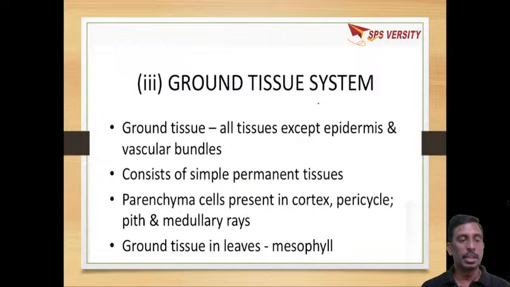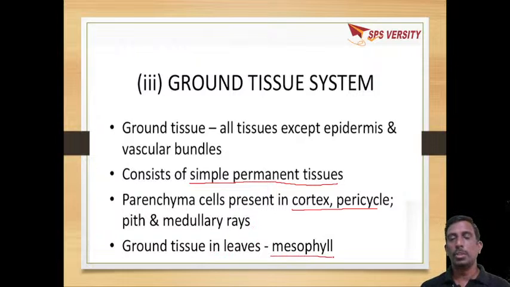अभी पढ़ेंगे ग्राउंड टिश्यू सिस्टम और फंडामेंटल टिश्यू सिस्टम. Except epidermis and vascular bundles, remaining all it is called ground tissue system. इसमें क्या रहता है कि simple permanent tissues. Generally parenchyma cells रहता, cortex, pericycle, pith और medullary rays. A ground tissue of leaves is called mesophyll.